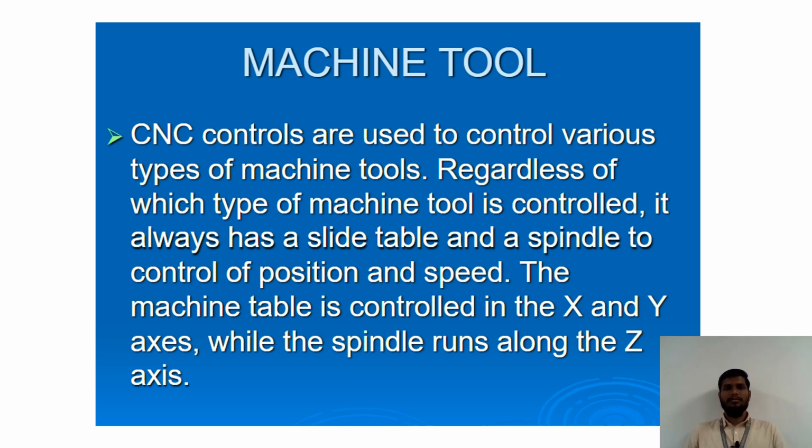Machine tool. CNC controls are used to control various types of machine tools. Regardless of which type of machine tool is controlled, it always has a slide table and spindle to control position and speed, which is common in all the machines. The machine table is controlled in the X and Y axes while the spindle runs along the Z axis. So, in whichever axis the spindle is operating, we consider it as the Z axis.